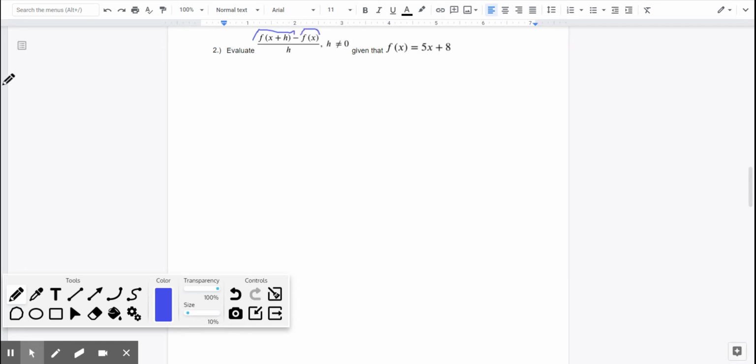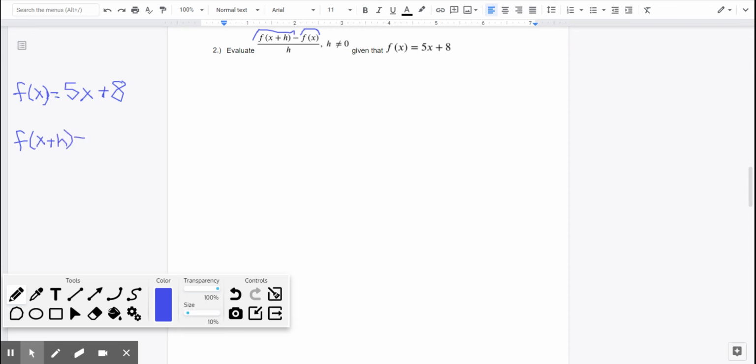Now, you actually have one of those already. You already know what f of x is. I really don't even have to write it because f of x is given. So this time, there's no work to do to find what I'm going to substitute in place of f of x. I'm going to substitute 5x plus 8. f of x plus h is going to have a little bit of work for us to do.